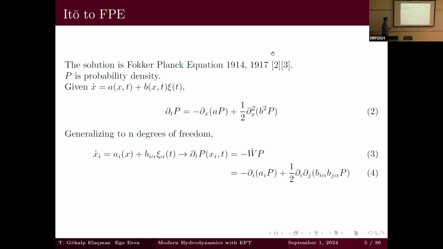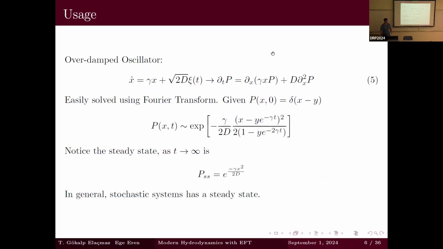The deterministic solution to this that we find is the Fokker-Planck equation, which is given by this. The A and B factors become like you see in here. And when we generalize this to n degrees of freedom, this is what we get. And we define the partial derivative of t as an operator of w, which will be helpful later.